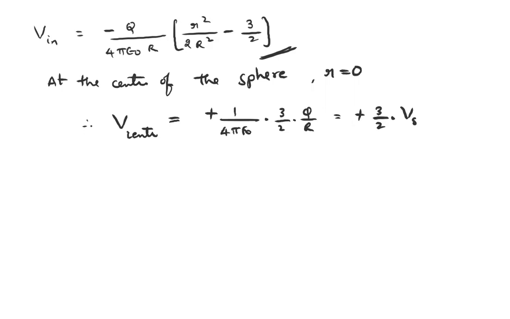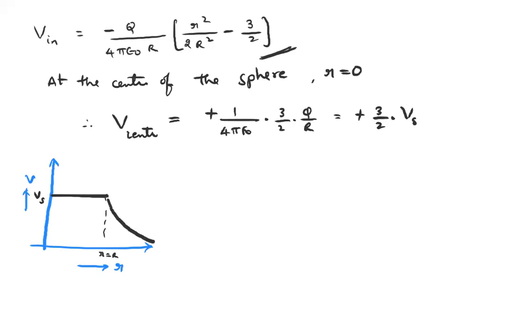Now, let's draw a graph for conducting as well as non-conducting spheres. If you draw a graph between potential versus distance, as we know the potential at an inside point is the same as on its surface, that means up to small r equal to capital R, it's constant. Later on, it will change as a rectangular hyperbola, V proportional to 1 by r. This is for conducting.